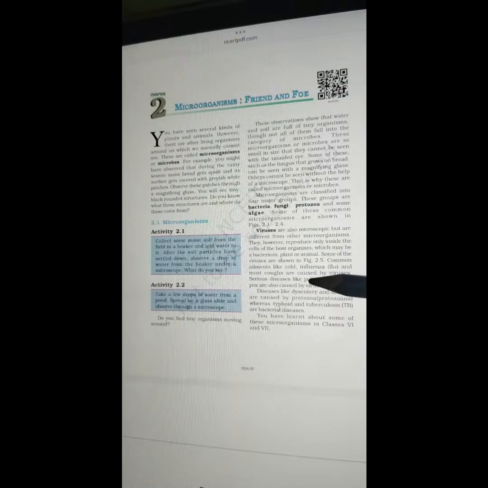Common ailments like cold, influenza, flu, and most coughs are caused by viruses. Serious diseases like polio and chickenpox are also caused by viruses. Diseases like dysentery and malaria are caused by protozoans, whereas typhoid and tuberculosis, TB, are bacterial diseases. You have learned about some of these microorganisms in class 6 and 7.